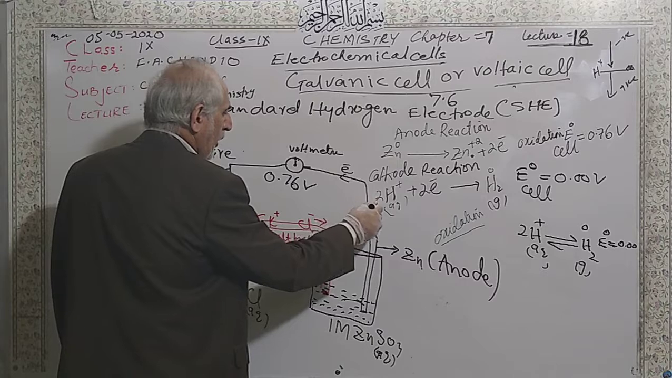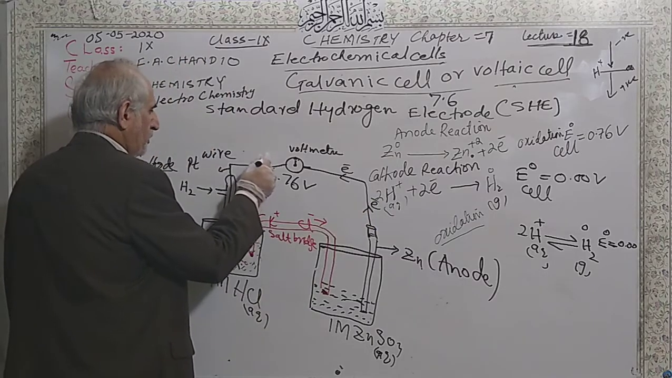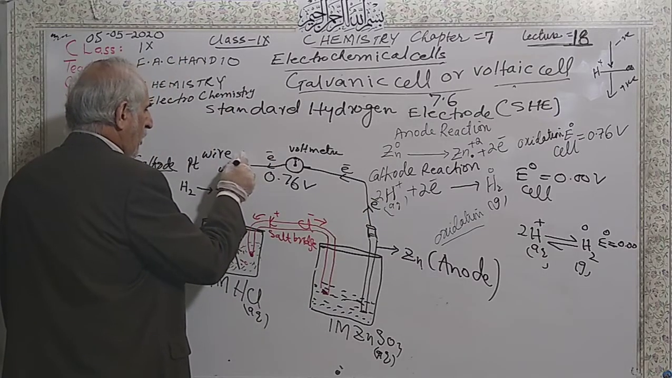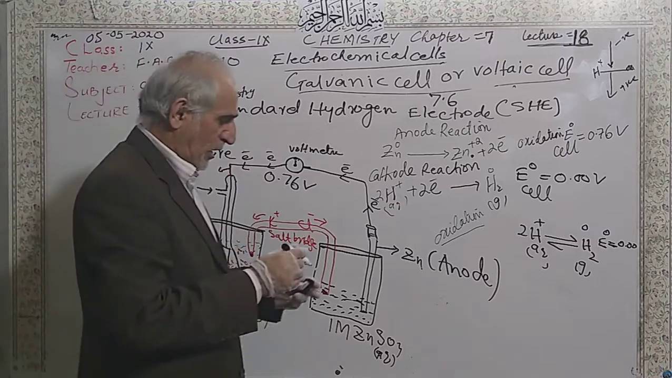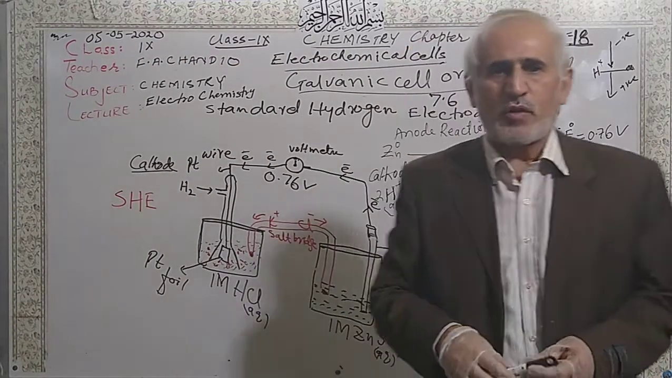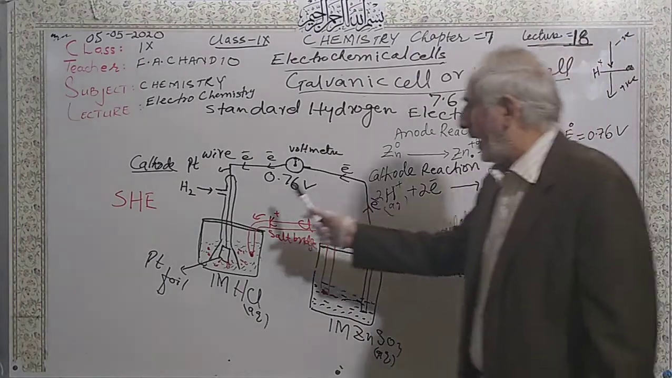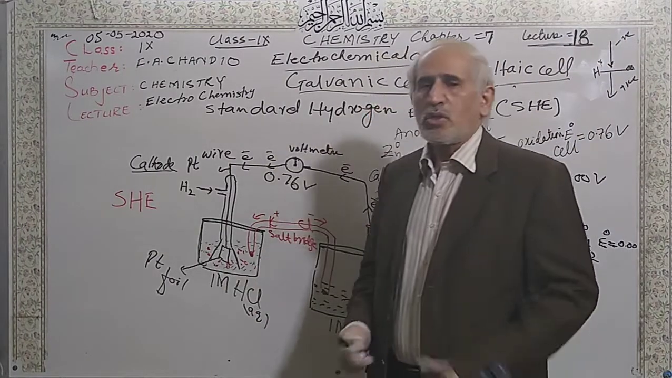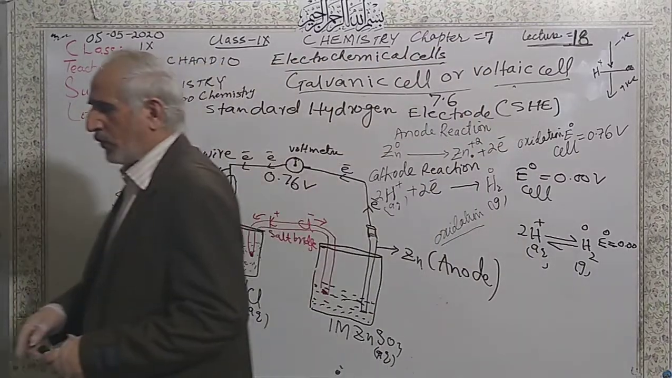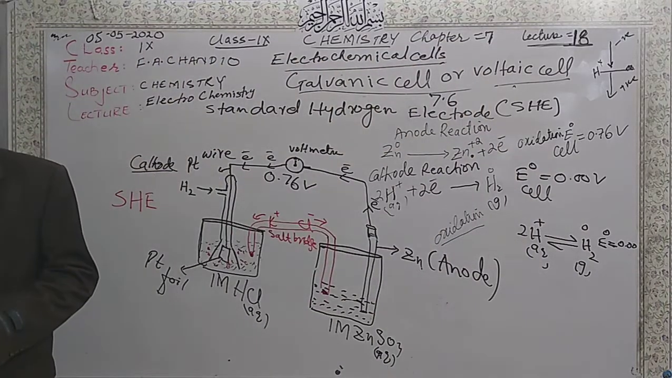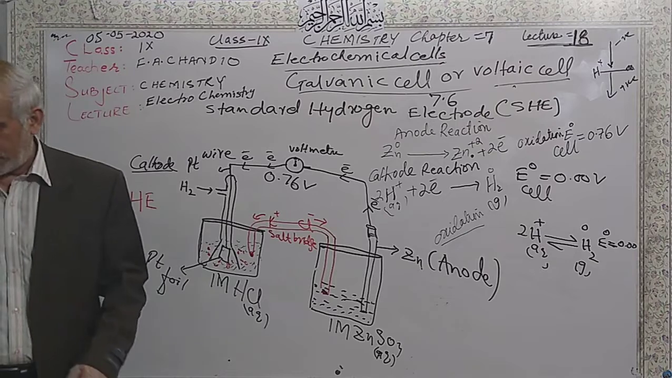So it should be from anode to cathode. The flow of electrons, the direction of electrons is always from anode to cathode. So there is oxidation at the anode and there is a reduction at the cathode. So please, you have to revise this very well. And this is a very important cell.